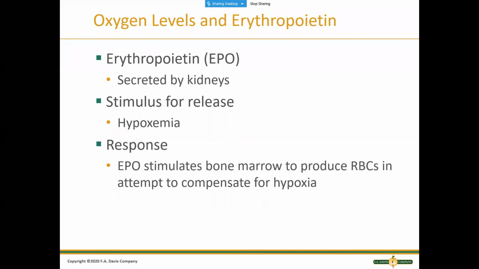Oxygen levels and erythropoietin, kind of interesting. Your erythropoietin, secreted by the kidneys, stimulates your bone marrow to produce red blood cells. If you think to yourself, self, I'm a competitive athlete, how could I improve the number of red blood cells in my body? Maybe the next time I go race at the Tour de France, maybe I would improve my times if I had more red blood cells. And you would be correct.